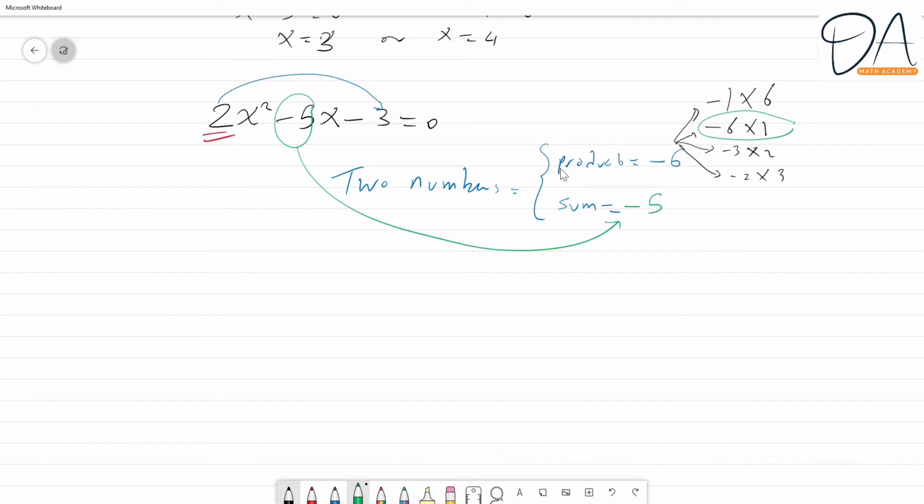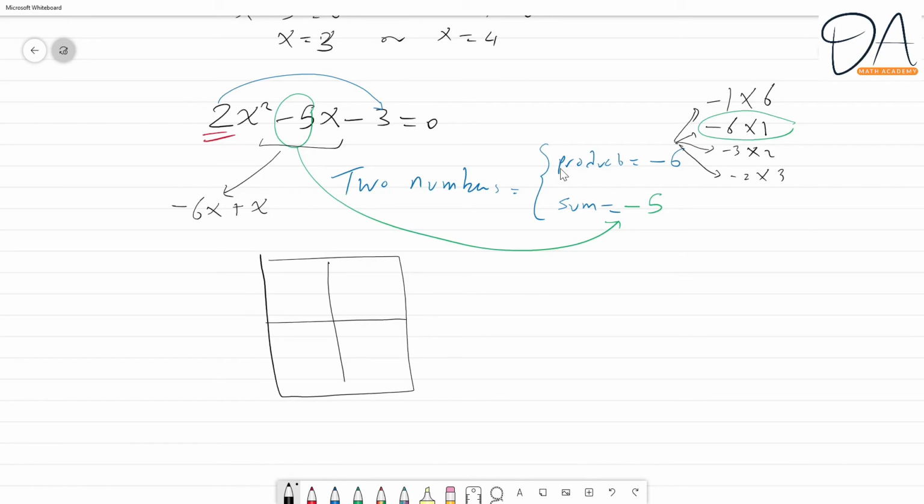Then what we're actually trying to do is write the middle term as a sum using these two numbers. So this will be minus 6x plus x. We did not actually change anything here, because when you add these, it will give you back minus 5x. Now let me show you the box method to get the factors for this quadratic. So the box method, we create a 2 by 2 box, and in the first square we write the x squared term.